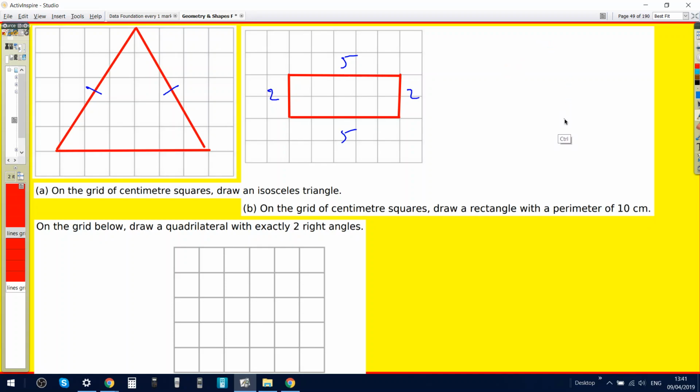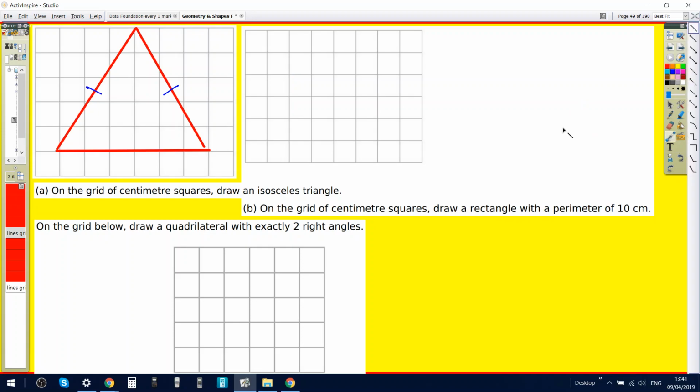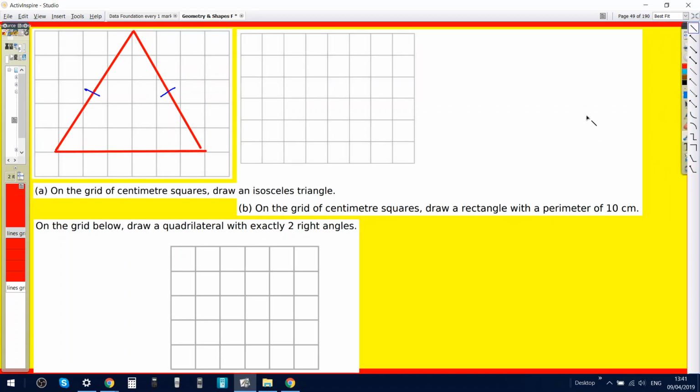I'm so used to area. I'm not used to doing perimeter. So the trick for this is to do half a rectangle first. Half a rectangle. So how would you make half a rectangle?